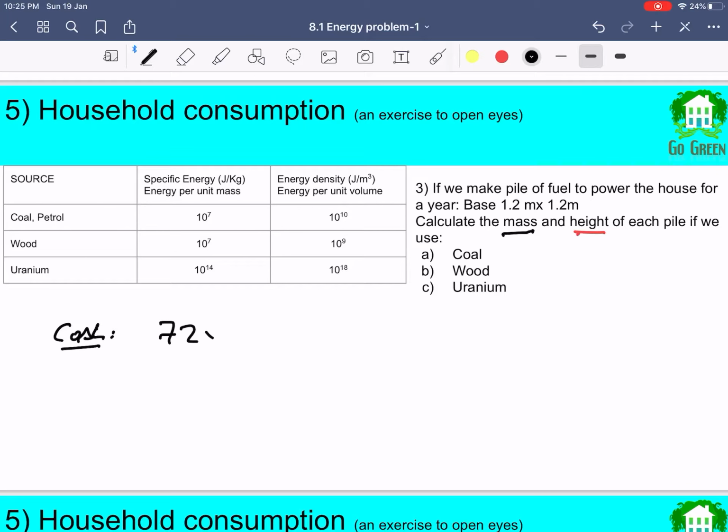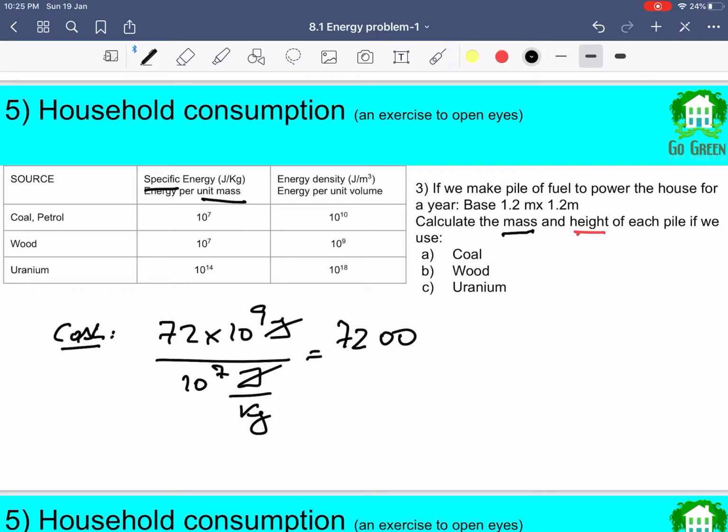We have this amount of energy, and we know that this is the concept of specific energy. Specific means per unit mass, right? So the specific energy for coal is 10 to the 7, which means that 1 kilogram of coal provides 10 to the 7 joules of energy. So if we divide this by this, we get 7.2 times 10 to the 3, so 7,200 kilograms. That's the mass. Now wood has the same specific energy, so wood will also need 7,200 kilograms.